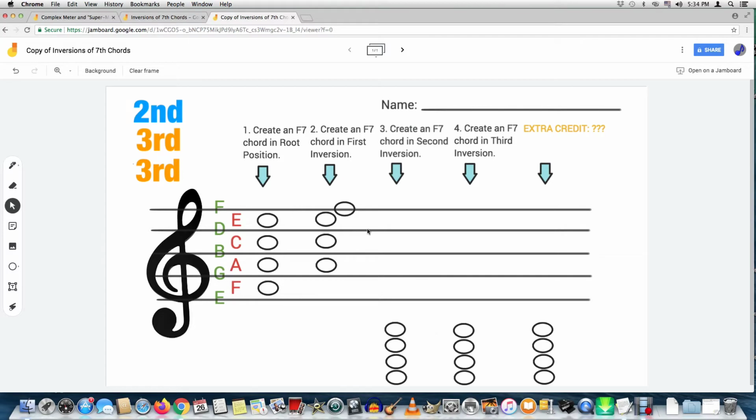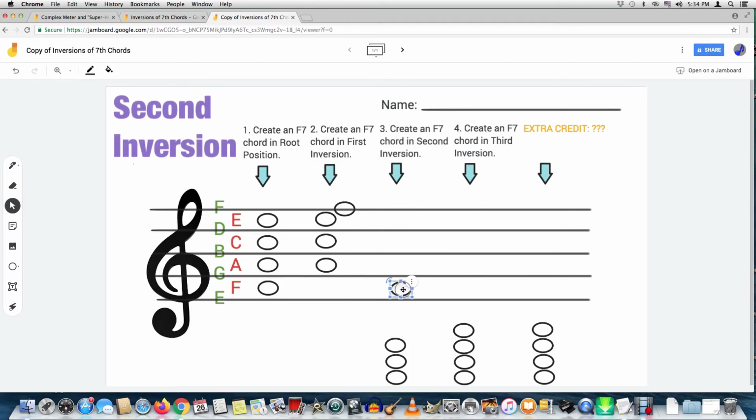All right? Now, let's move on to number 3. We're going to create an F7 chord in second inversion. So let's start with root position again.